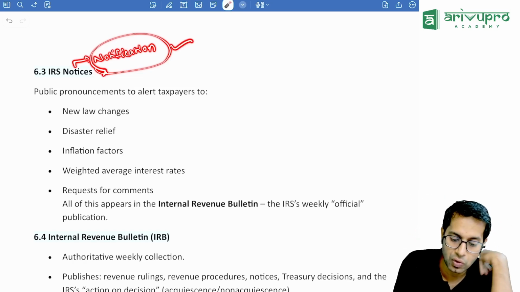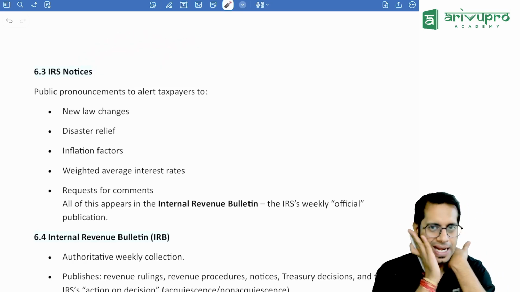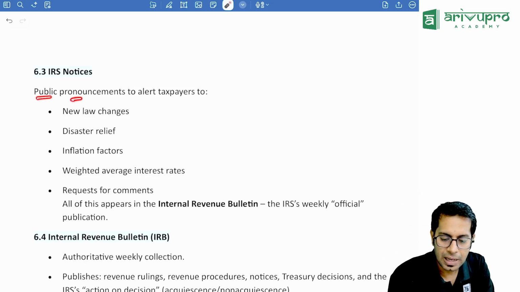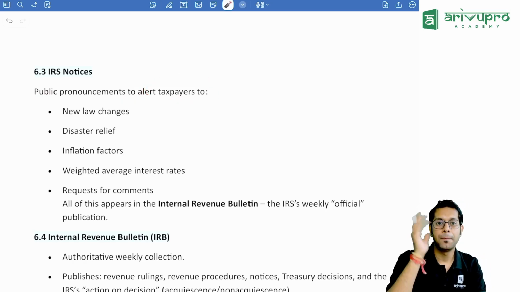This notice here talks about the notification which is there in India, the notification which normally the lawmakers will give. Public pronouncements to alert the taxpayer. So what is a notification? A notification is a public pronouncement.